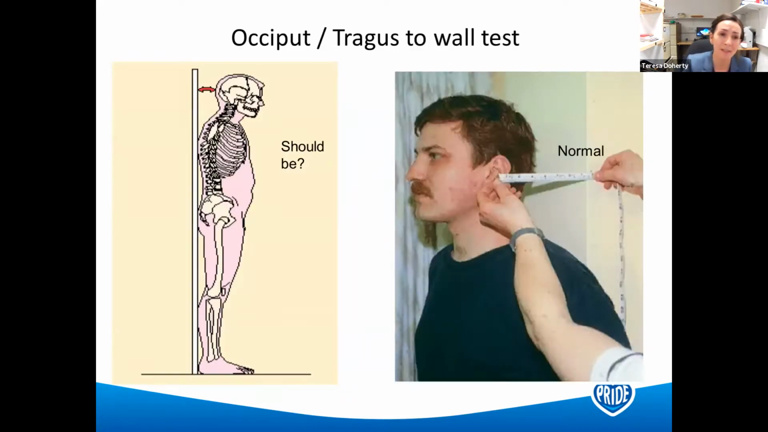We also test the tragus to wall distance. So the head should be in the neutral position. Anything more than 15 centimeters is abnormal. For greater accuracy, you can do both sides and take the mean, depending on how much time and willingness you've got. The alternative would be the occiput to wall distance, and that should be 0. You should be able to bring your head back.